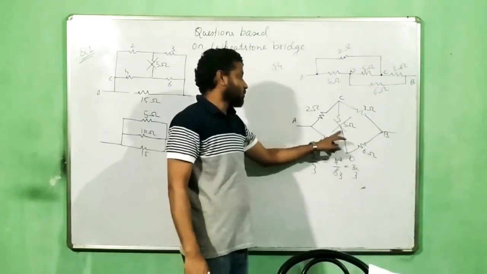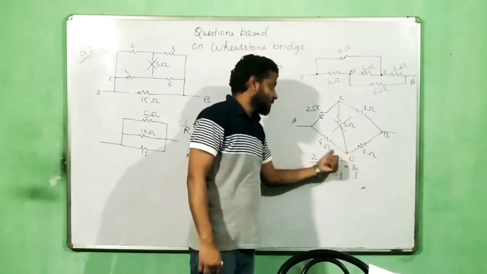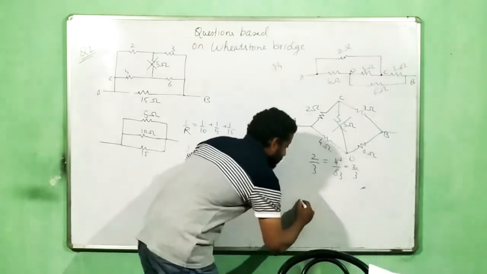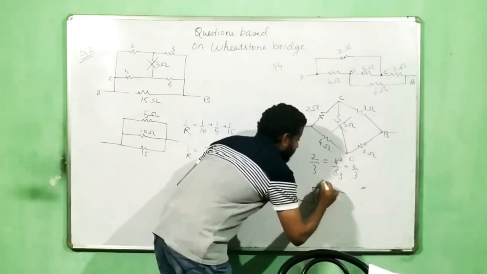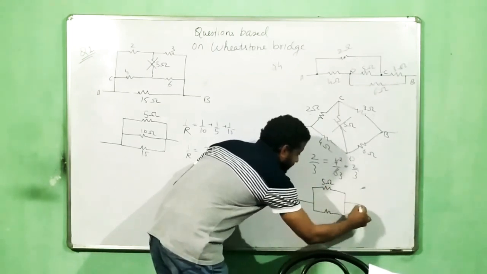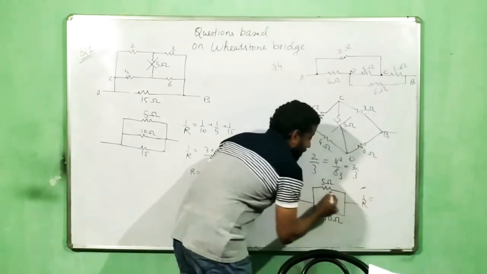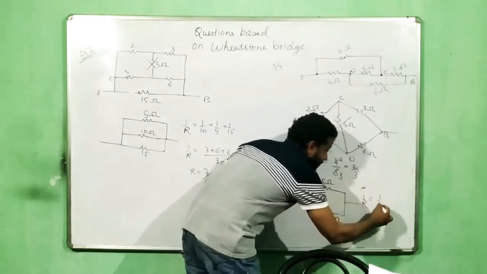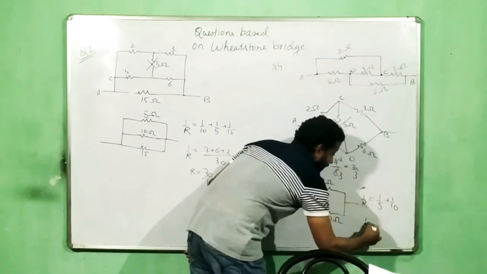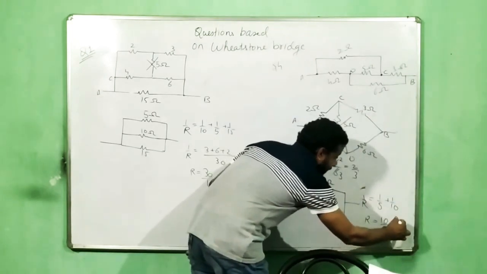Once no current flows through this, then 2 and 3 is 5, and 6 and 4 is in series, that becomes 10. So I will again get the same result here as 5 ohm over here and this one as 10 ohm over here. And then the final answer will be the parallel connection of these two. So it is 1 by 5 plus 1 by 10. And here you will again get the answer as 10 by 3 ohm.